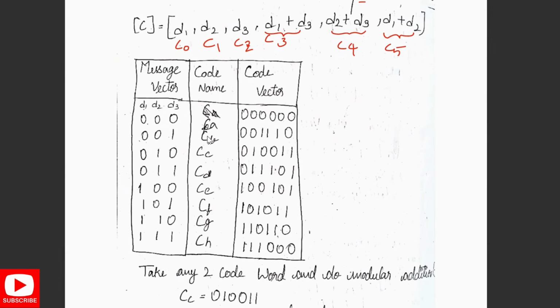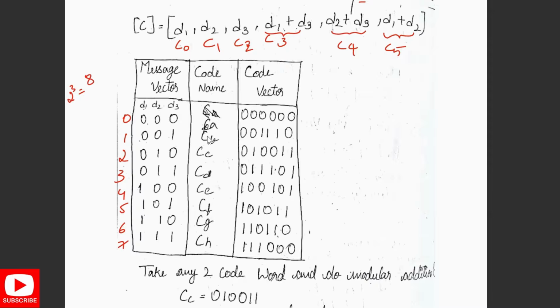Next, the message vector. As we need 2 to power 3, that is 8, you need to write 8 message code words. So as usual, write 0, 1, 2, 3, 4, 5, 6, 7 in the binary form. And next, in the code word name, they have mentioned this as CA, CB, CD and so on. I have done it as C1, C2, C3, C4.